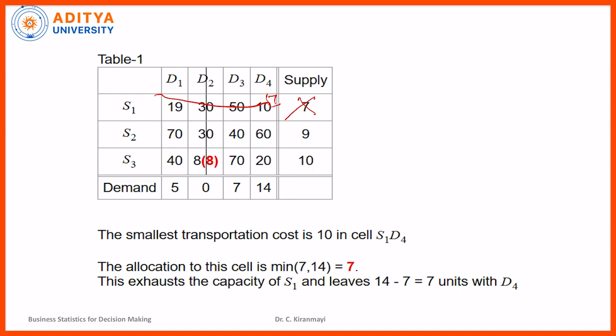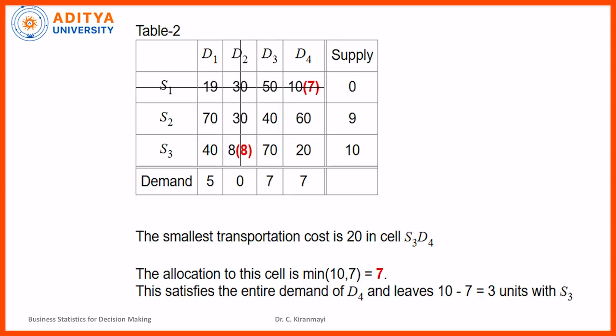Strike off this row. Out of 14, the demand for this destination is 14 units, so 14 minus 7, 7 more units are to be supplied to destination 4. This is how we make the allocation in the first iteration. Next, in the leftover matrix, delete the second column and delete the first row, and among the other costs, find the least cost: 70, 40, 60, 40, 70, 20.